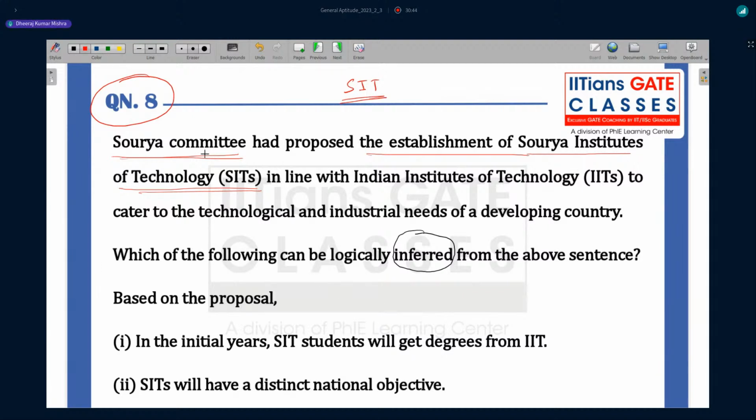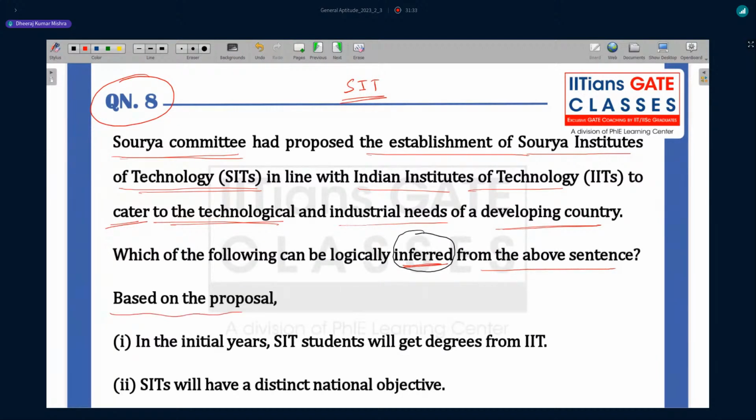So the Soria committee has proposed the establishment of the Soria Institute of Technology (SIT) in line with the IITs, Indian Institute of Technology. Yes, everybody knows that IITs are great, but in this question you have to understand. What is the meaning of catering? To cater to technologies. So why do they want to establish SIT? Just like in India, BITS Pilani is there. To cater to the technological and industrial need of a developing country. Which of the following can be logically inferred from the above sentence?